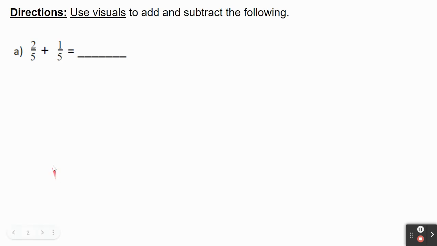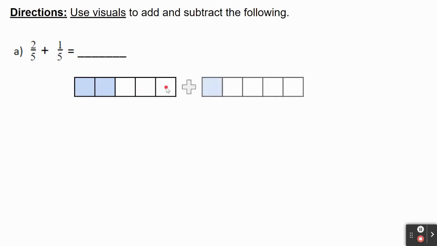So let's first represent 2/5 using visual models. We have 2 parts shaded out of 5 total parts. We are adding 1/5. So in our next visual model, we have 1 part shaded out of 5 parts.